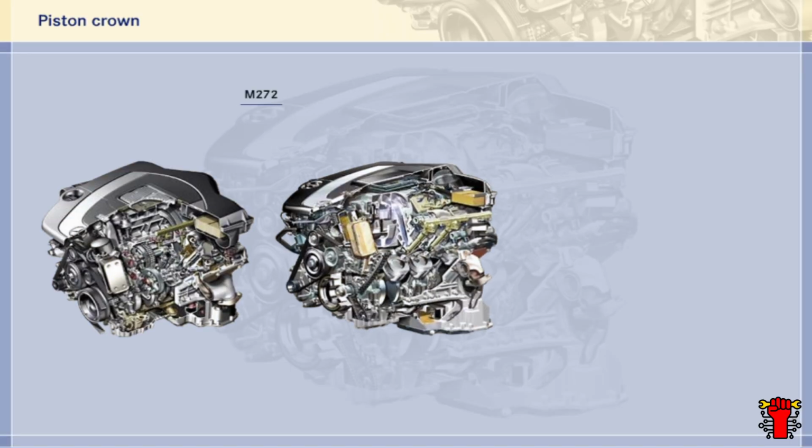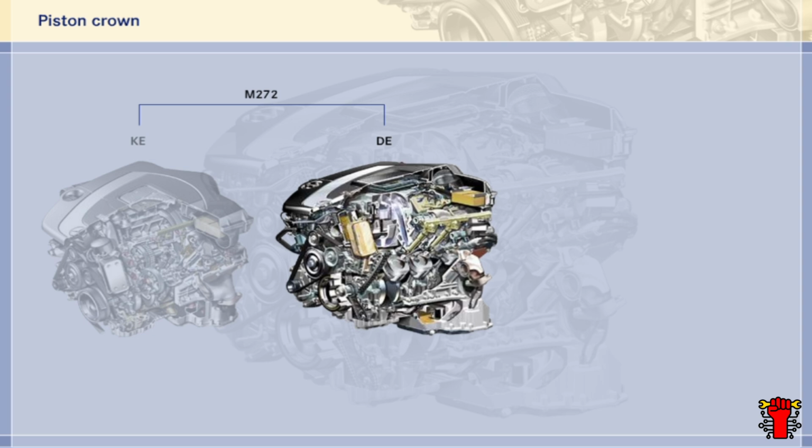There are two versions of the M272V configuration engine on the market, a port injection version and a direct injection version. In this program, we'll refer to the port injection version as the KE engine and the direct injection version as the DE engine. This program will focus on the special features of the DE version.